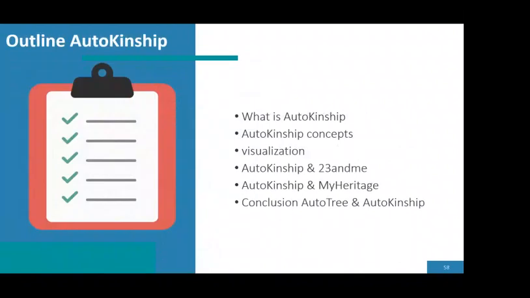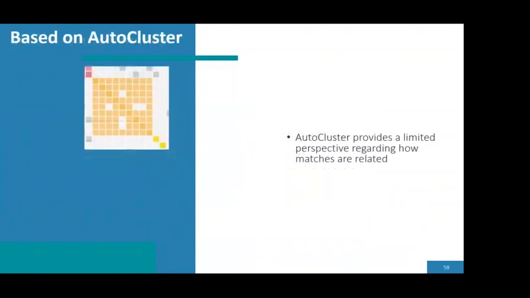Now we will discuss more or less the last part of the presentation, which is the auto kinship tool. As in the previous presentations, we will discuss the concepts, the visualization, and the implementation for 23andMe, followed by the auto kinship for MyHeritage. The principle behind the AutoCluster is that it organizes your match clustering that represents the branches of your family.